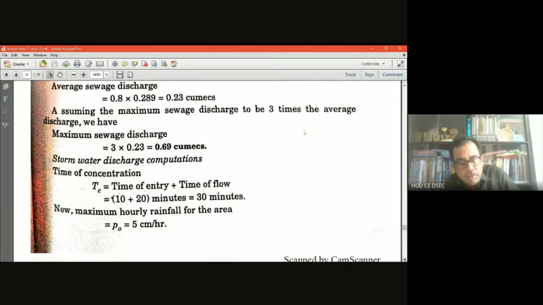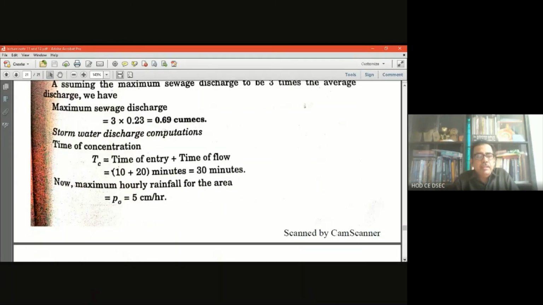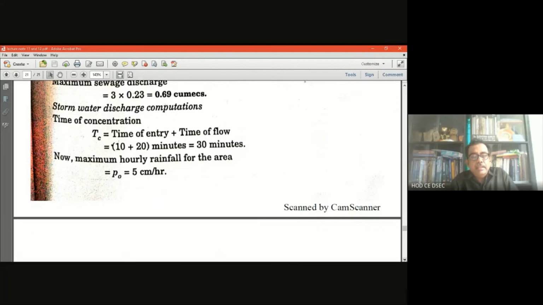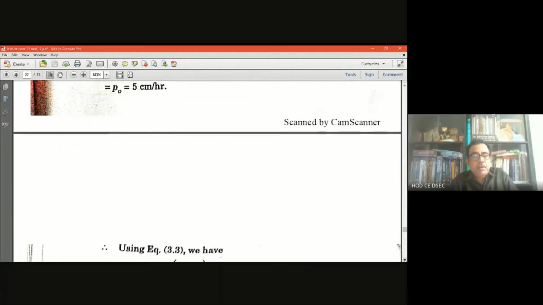Now let us come to the determination of the stormwater discharge. The fundamental thing, again and again I am telling, is that first the time of concentration you have to clear. Inlet time plus flow time is the time of concentration, and 30 minutes is given in the question. We have just added the two factors, and the intensity is also given, 5 centimeter per hour.